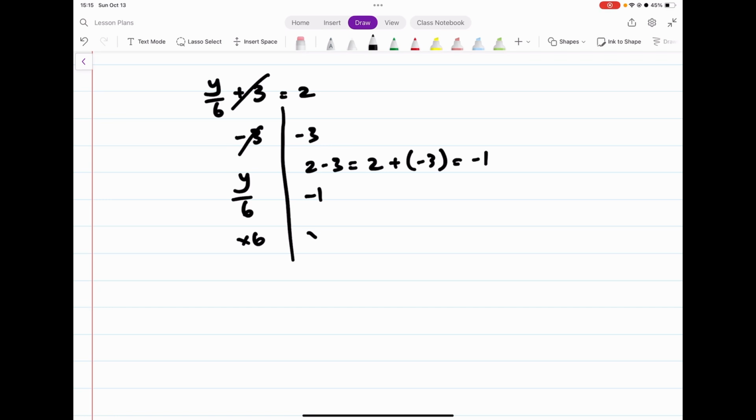Then I'm going to times both sides by 6, because that's the opposite of divide by 6. And I'm left with y, and I'm left with negative 1 times 6, which is negative 6. Done. Can't do anything else. Fully isolated, y equals negative 6. So that's method 1.